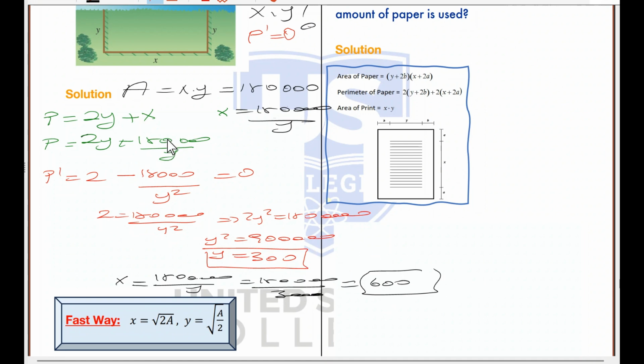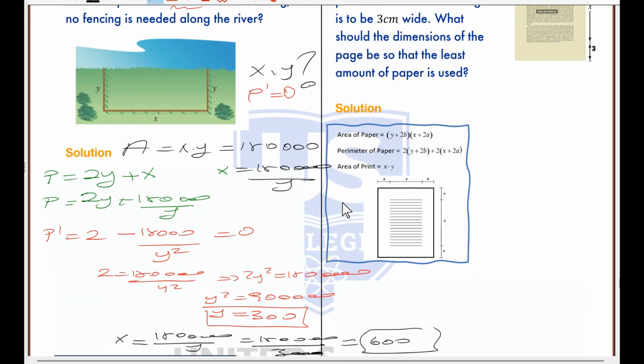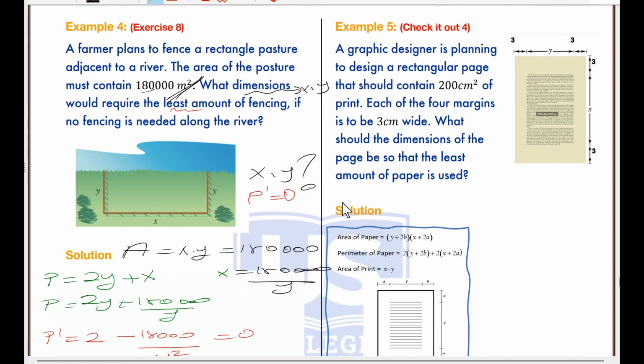Okay, there's of course a fast way for fence questions. The x, the length, is the square root of 2 times area, and the width is the square root of area over 2. If you want to use the fast way, I don't recommend it, because there are 20 different types of questions, so it's impossible to memorize all of them. I wrote it anyway.